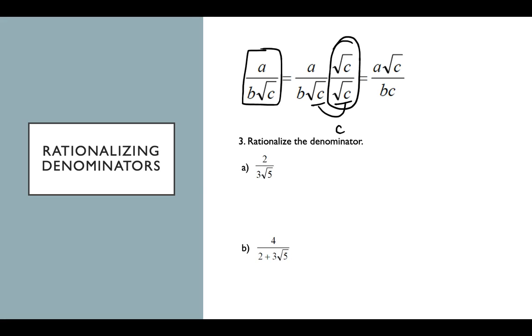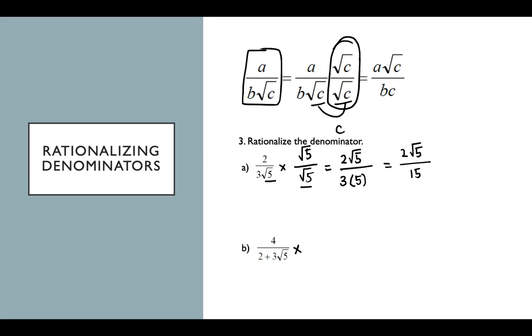So number 3, it says rationalize the denominator. We have square root 5 here, so I'm going to multiply top and bottom by square root 5. Therefore, the numerator is going to be 2 square root 5, over 3 times square root 5 times square root 5, which is 5. So I can simplify further: 2 square root 5 over 15. Okay, so that's it.